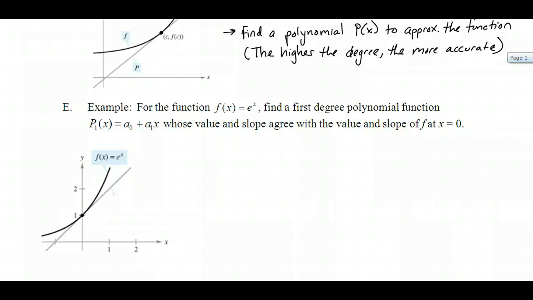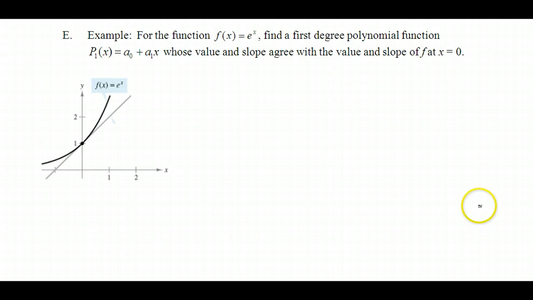We're going to start with a pretty easy example in order to figure out how this all works out. For our example, we're going to use the function e to the x. So here's our function, f of x equals e to the x. We're going to find a first degree polynomial function. Here's our first degree polynomial, which is obviously x to the power of 1. This is the equation of a line because it's a first degree. But specifically when we go through this, we're going to be looking for a sub 0 and a sub 1, and then we need to find those values when we're solving.